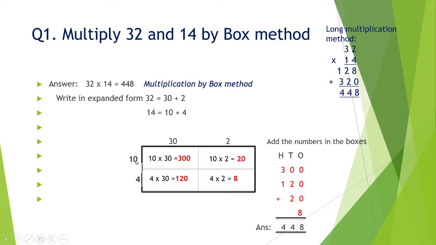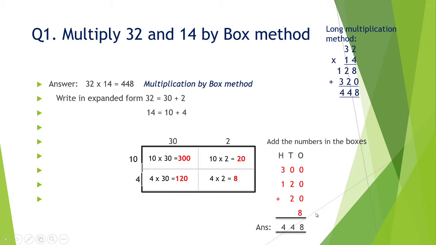So 10 times 30 equals 300, I have written here. 10 times 2 equals 20, I have written here. 4 times 30 equals 120, and 4 times 2 equals 8. After this step you have to add the numbers in the boxes. So here 300, 120, 20 and 8. You can see I have added these numbers.